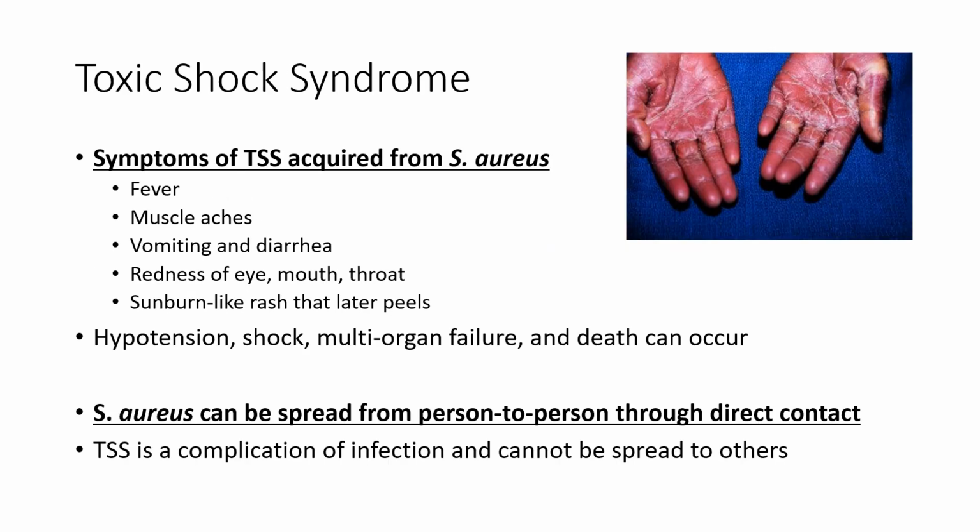Some of the most common symptoms of TSS acquired from Staphylococcus aureus include a fever, muscle aches, vomiting and diarrhea, redness of the eye, mouth, and throat, and the sunburn-like rash that later peels. And over here in this picture, we can see that sunburn-like rash. We see the redness, the dryness, the crackiness, and we can even see some of the peeling of the skin that's going on. Hypotension, shock, multi-organ failure, and death can also occur.